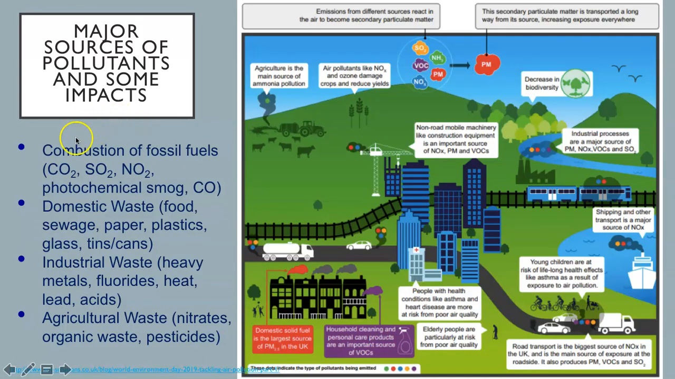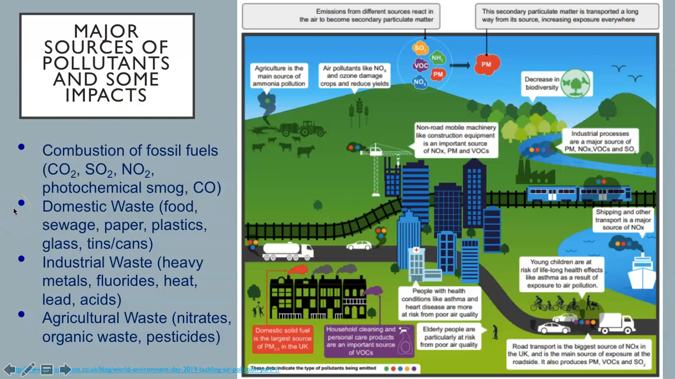Some major sources of pollutants and some of their impacts. We will consider more specifics of these later on and throughout the course. Combustion of fossil fuels yields carbon dioxide, but also sulfur dioxide, nitrogen oxides, photochemical smog, including tropospheric ozone, and peroxyacyl nitrates, called PANs, and volatile organic compounds listed as VOCs in this image.